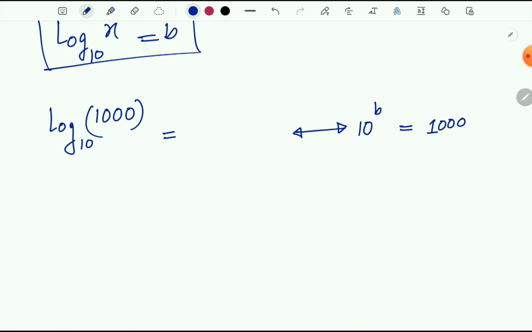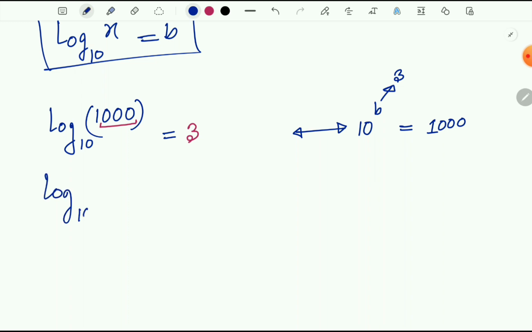Now we have to find the value of b, and we know that 3 gives us 1000. If you closely look here, how many 0s are there? 3. Yes. So after the 1, we can simply count the number of 0s and then write it here. So that's the answer: log base 10 of 1000 equals 3.